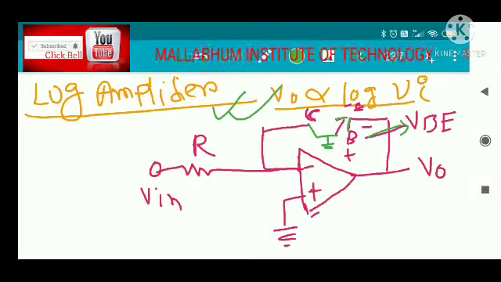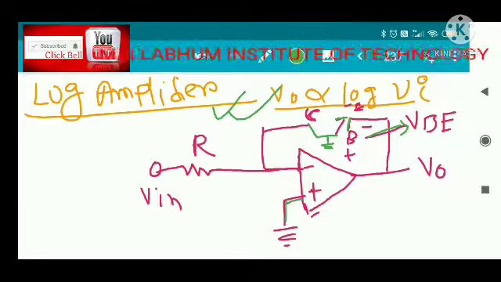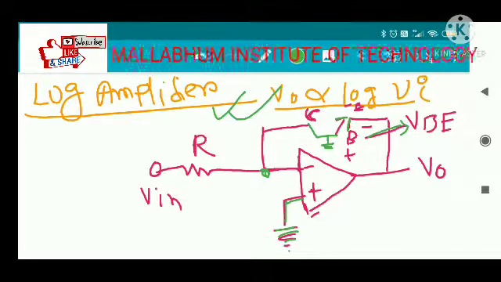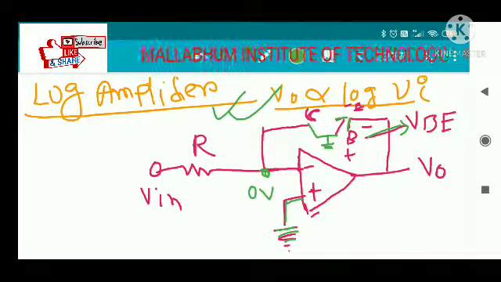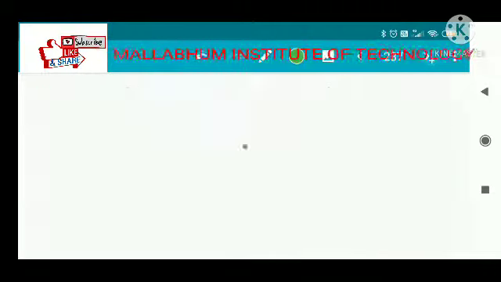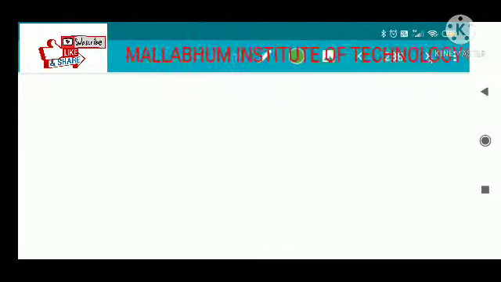As the virtual ground concept is also applied here, this terminal is grounded, so the potential at this point is also 0 volt. Now the transistor emitter current, what is the emitter current? We have studied this in the case of the transistor. Now we will discuss the transistor.